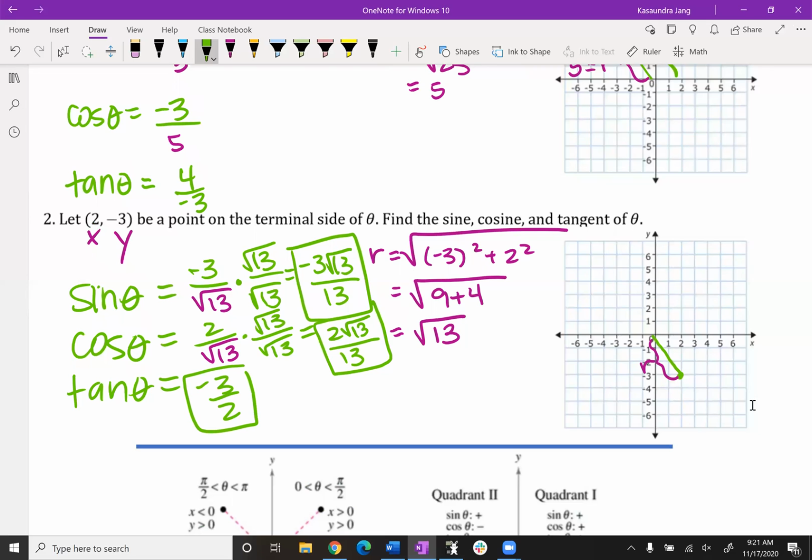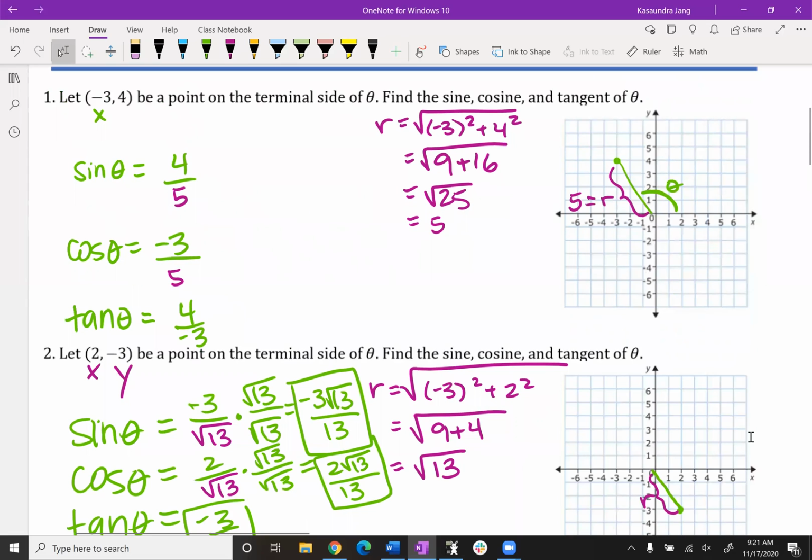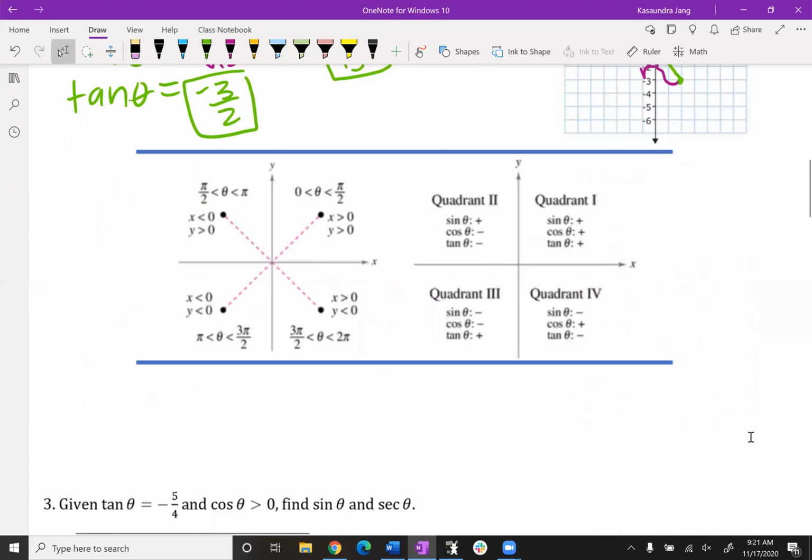Okay. So the whole point on these is they can now ask you for any of the 6 trig functions based off of any xy point. Even if it's not on the unit circle, you can still find all 6 trig functions. All right. Any questions on this before I move on? All righty, let's look at this one then.